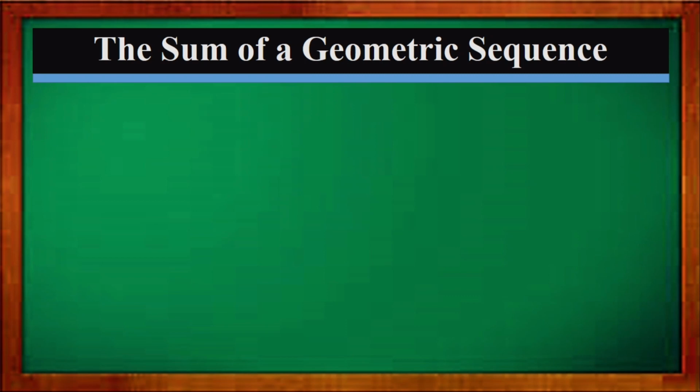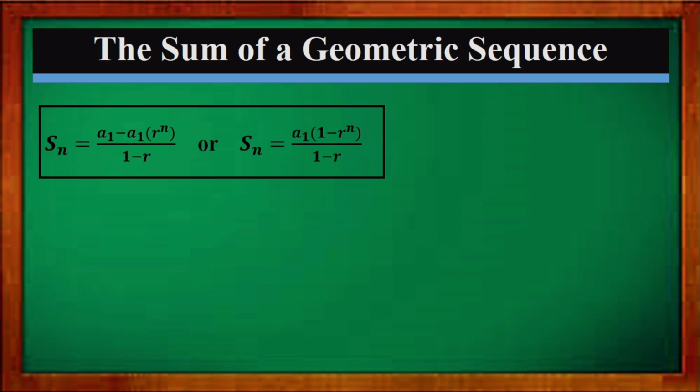So, after we discuss on how to get the nth term of a geometric sequence, let us now proceed in getting the sum of a geometric sequence. So, the formula in getting the sum of a geometric sequence is given by this. So, S sub n equals a sub 1 minus a sub 1 multiplied to r raised to n all over by 1 minus r, or just S sub n equals a sub 1 multiplied to 1 minus r raised to n all over by 1 minus r.